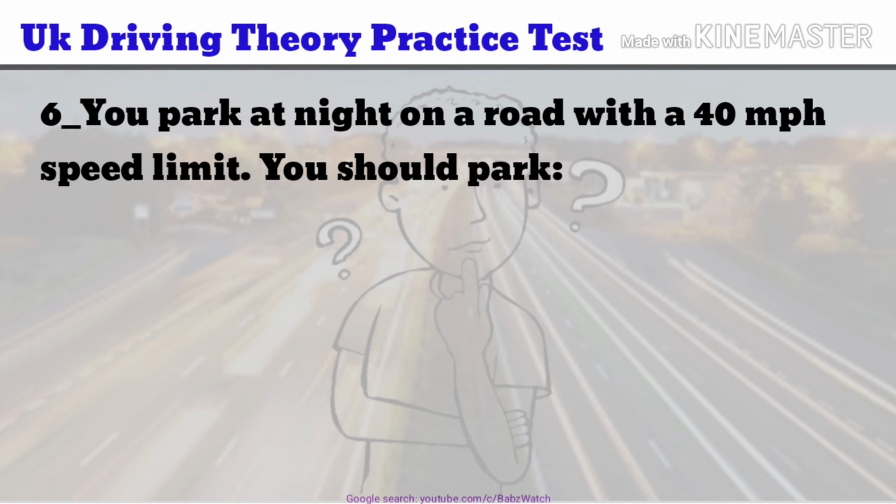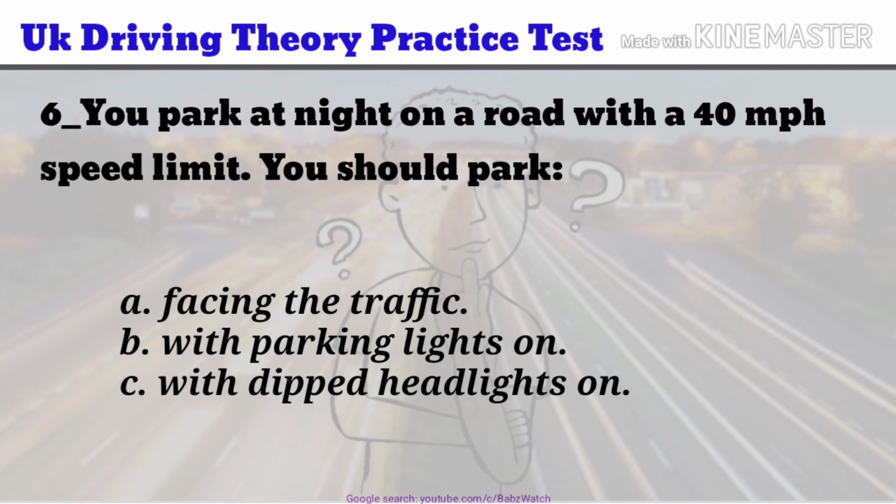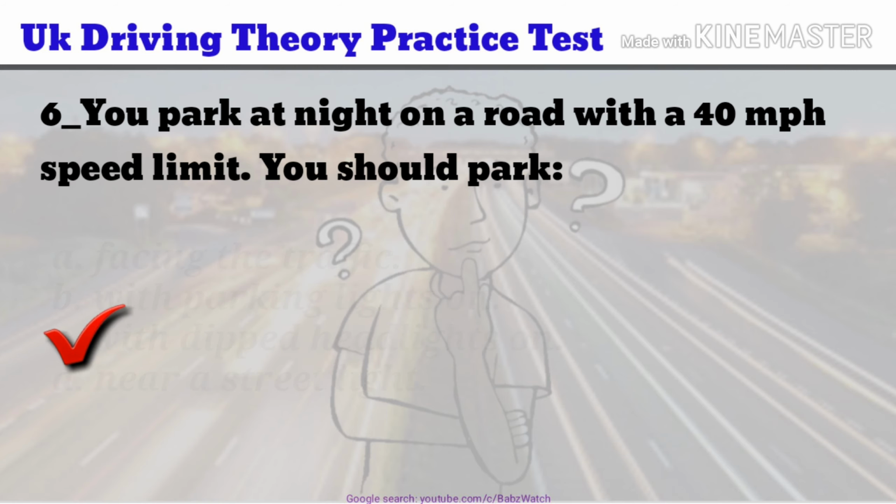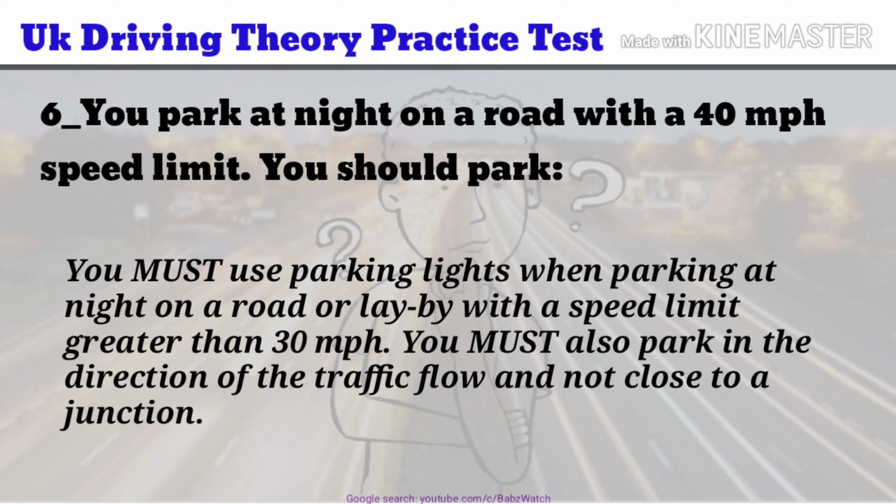UK driving theory practice test question 6 of 50. You park at night on a road with a 40 miles per hour speed limit. You should park A. Facing the traffic. B. With parking lights on. C. With dipped headlights on. D. Near a street light. The correct answer is B.